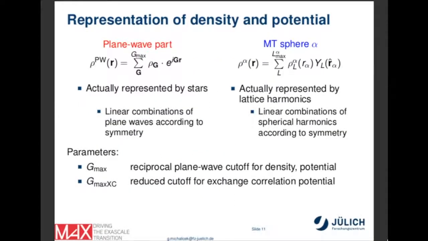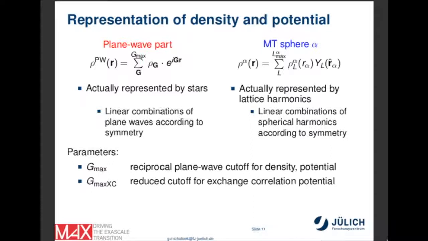So now let's come to the representation of the density and the potential. Of course, we have this partitioning of space into interstitial region and muffin-tin spheres. In the interstitial region, we have a representation by plane waves again with these expansion coefficients rho G. And in the muffin-tin sphere, we have a representation with radial functions rho L alpha times spherical harmonics. This is actually not quite true, because in reality we have symmetrized versions of plane waves and spherical harmonics here. For the plane waves, these are called stars, and for the spherical harmonics, these are called lattice harmonics.